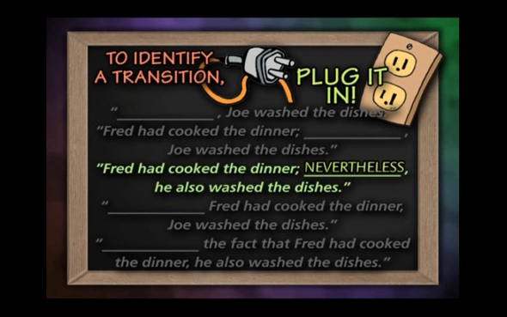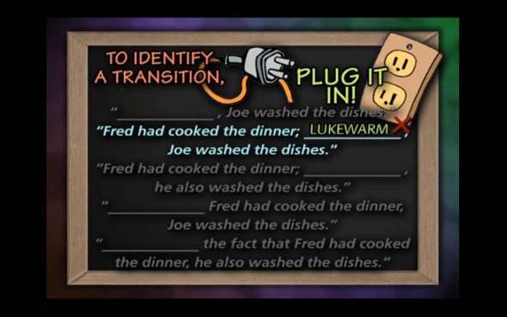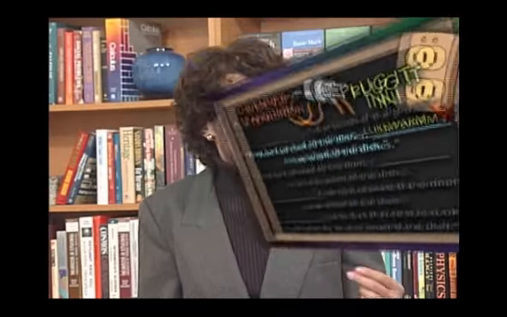Taking the word lukewarm, for example, you can see that it doesn't make sense in any of these sentences. For example, lukewarm, Joe washed the dishes. Or Fred cooked the dinner, lukewarm, Joe washed the dishes. That tells you that lukewarm cannot be used as a transition. So as you're trying to figure it out, make up sentences like these, plug the transitions in, and see if they make sense. That's one good way to help you tell which one to use and when to use it.